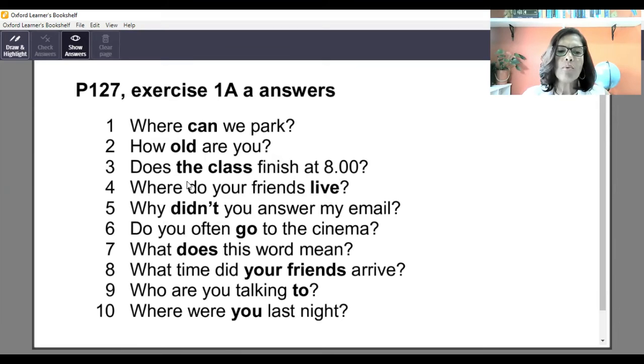Number 6, do you often go to the cinema? So remember the position of frequency adverbs. Frequency adverbs usually go before the main verb, after the verb to be, before the main verb. 7, what does this word mean? Mean, querer dizer. Tá perguntando sobre o significado da palavra. What does this word mean?